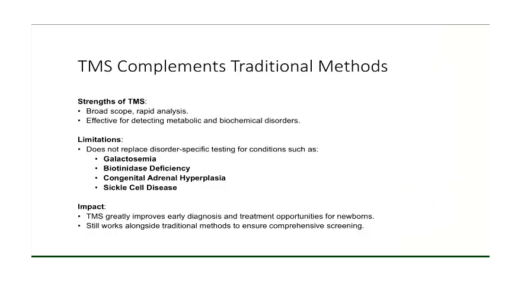Tandem mass spectrometry has significantly broadened the scope of newborn screening, detecting dozens of biochemical and metabolic disorders quickly and effectively. However, TMS does not replace disorder-specific tests used for conditions like galactosemia, biotinidase deficiency, congenital adrenal hyperplasia, or sickle cell disease. By complementing traditional methods, TMS ensures a more comprehensive approach to newborn screening, improving early diagnosis and treatment outcomes for numerous conditions.